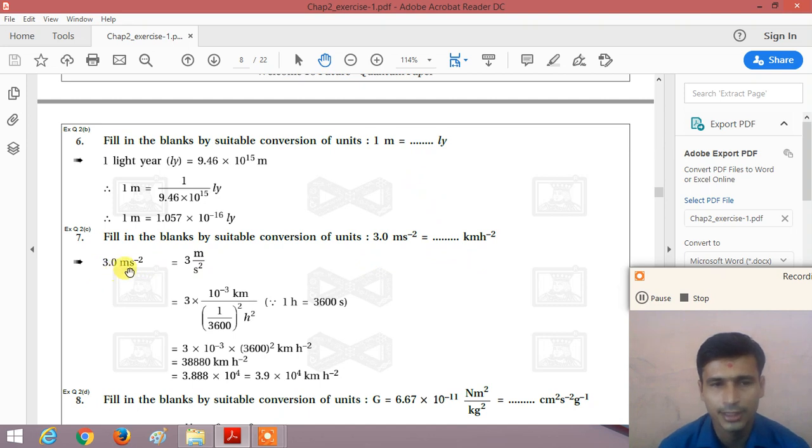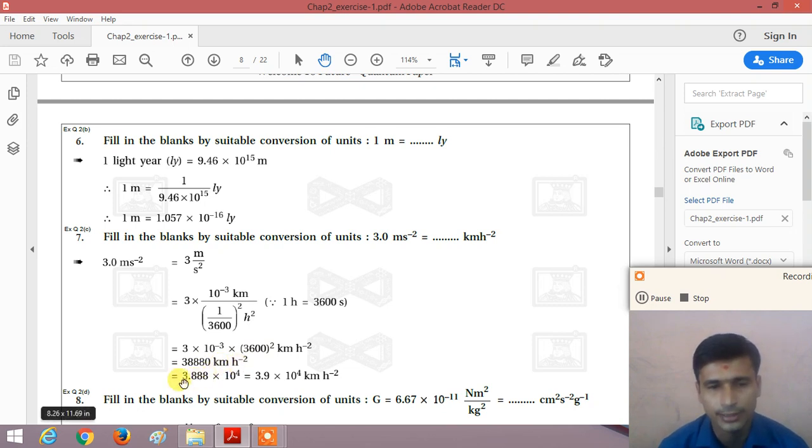So 3 meter per second square is equal to 3 multiplied by 10 raised to minus 3 kilometer, divided by 1 divided by 3600 hour, all squared, because 1 hour is equal to 3600 second. So taking 3600 square upward, we get 3 multiplied by 10 raised to minus 3 multiplied by 3600 square kilometer per hour square. If you calculate this, we get the answer 38880 kilometer per hour square.